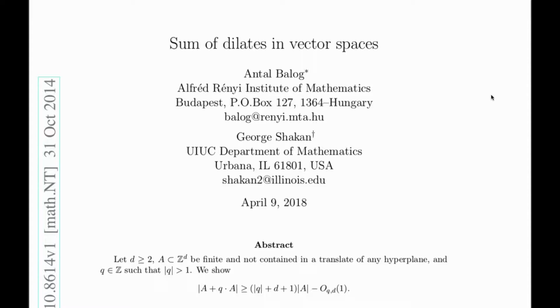Finally, I'll mention one last result of Antal and myself. A year after our original sum of dilates paper, we thought about the analogous question for sums of dilates in vector spaces. We were able to show some initial results in this paper, but they're by no means optimal. Basically, we were able to show an optimal result in 2 and 3 dimensions and when q is equal to 2. It would definitely be interesting to extend these results to higher dimensions. What you run into is some higher dimensional geometry that we weren't able to tackle at the time.